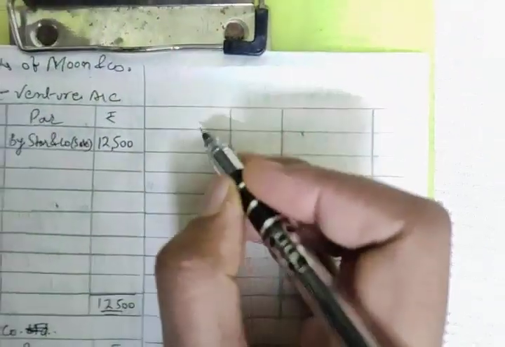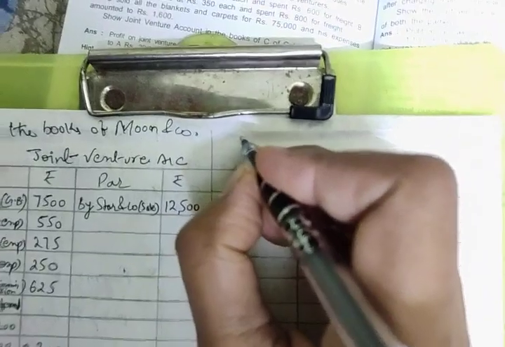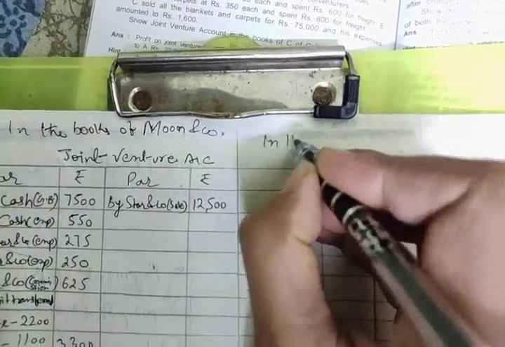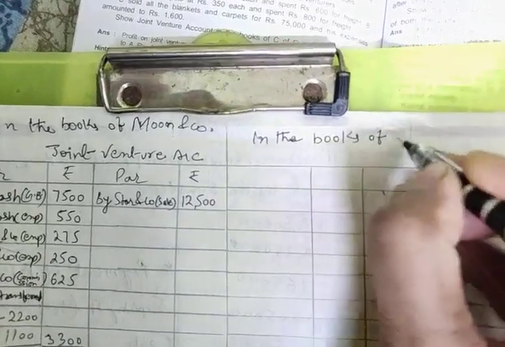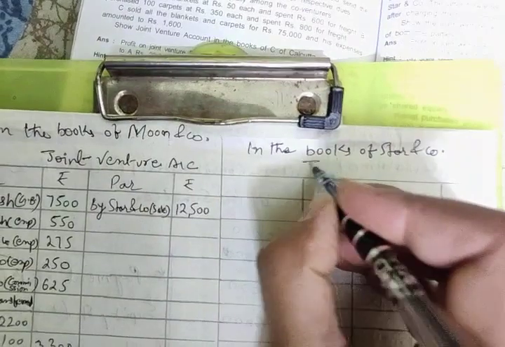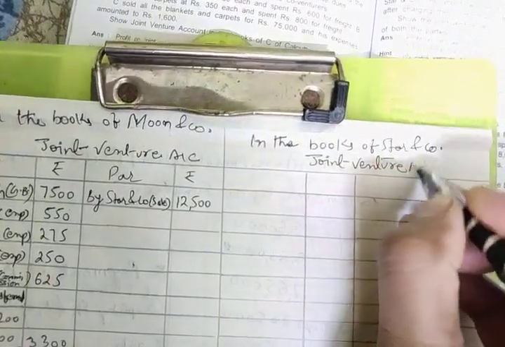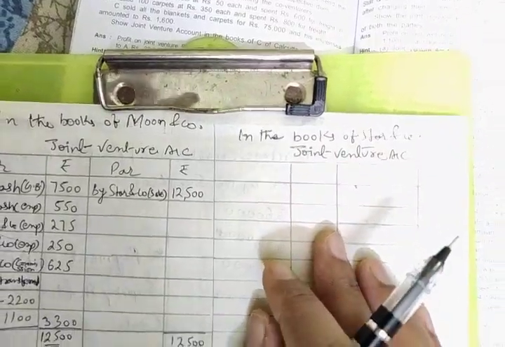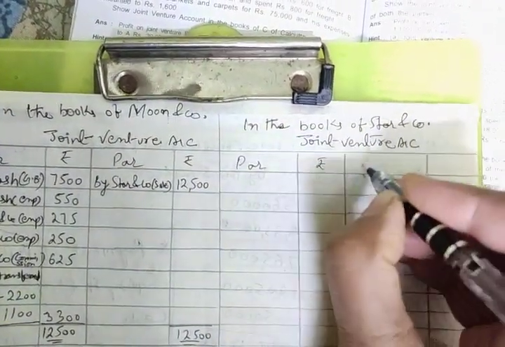Now the task is we have to maintain the accounts in the books of Star and Company. So the same heading you have to write, in the books of Star and Company. First we need to open the joint venture account. In the joint venture account, we again have to write the heading, particulars and amount.